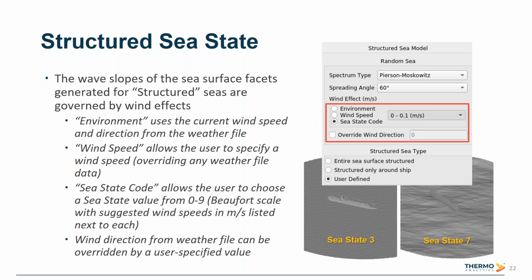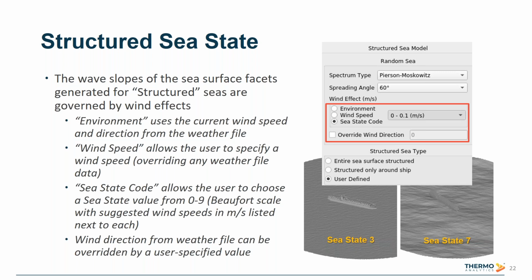So to properly create this structured sea, we first need to input the wind effect. Three options, the environment, wind speed, and sea state code, are given to input this wind effect. The environment option pulls the wind speed and direction directly from the weather file used in the thermal simulation.